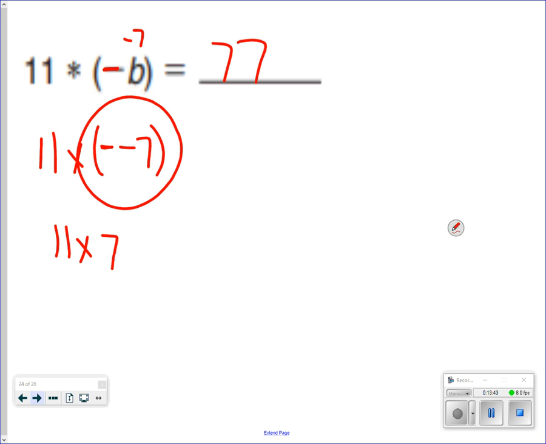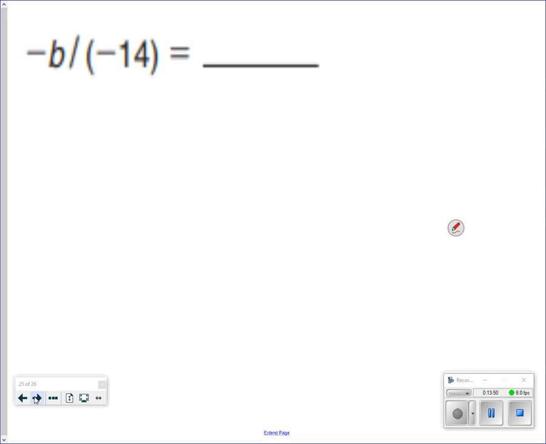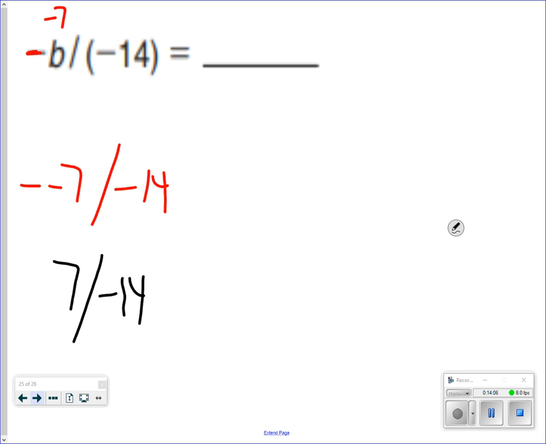Pay close attention to this. Negative and negative always equals a positive. Keep that in mind. Cruising along here. I have a negative, and I have a negative 7 because this is a negative, and b is negative 7, divided by a negative 14. You're like, how on earth do I do this? Well, take it one step at a time. Negative and negative is a positive 7. 7 divided by a negative 14.